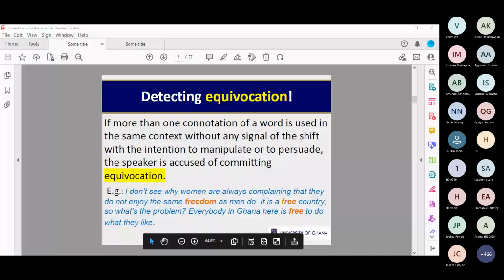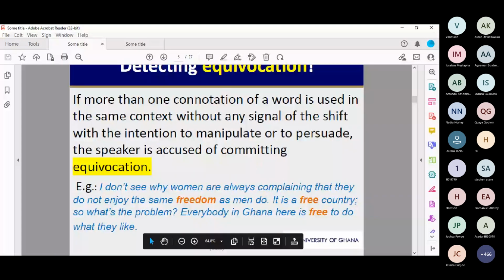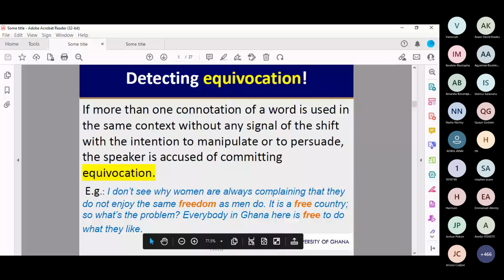I don't see why women are always complaining that they do not enjoy the same freedom as men do. It is a free country. So what's the problem? Everybody in Ghana here is free to do what they like. Thank you very much. Now, we want to see that as a typical instance of an equivocation, where the person is moving from one sense of the word to another sense of it, and presuming that those senses cohabit or agree. It's the same sense of the word he or she is using, when it is not the same sense of it that he's using.